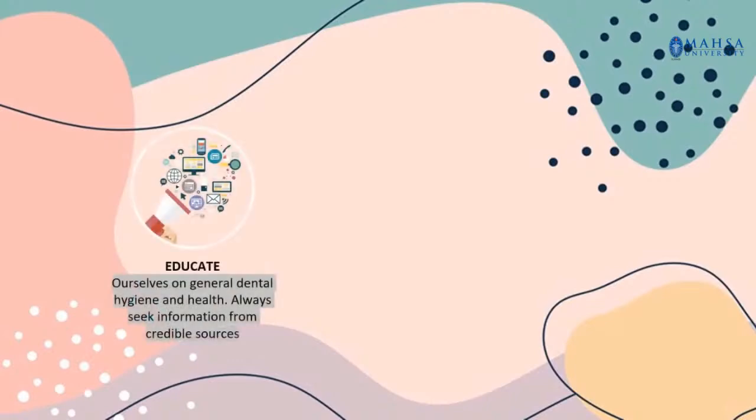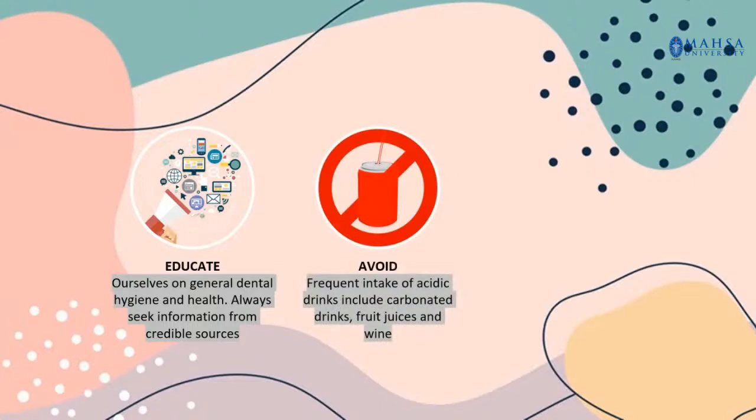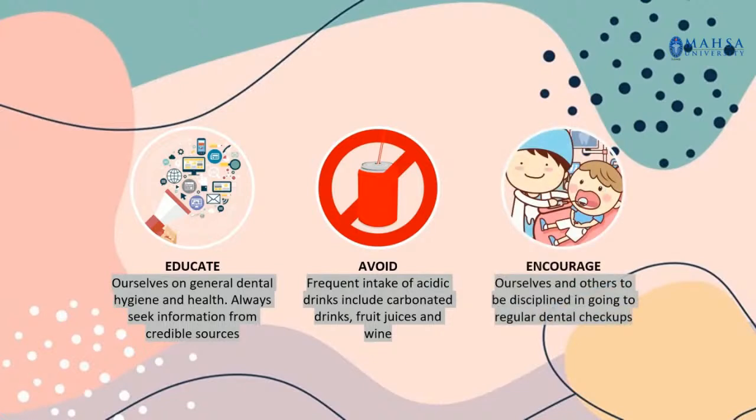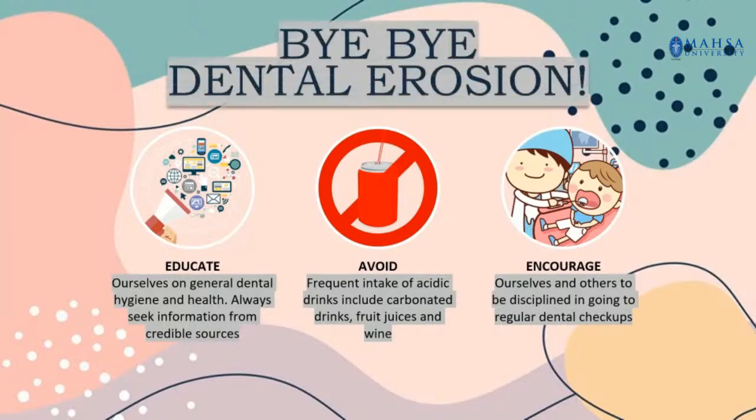In conclusion, we must follow these 3 basic steps. Firstly, educate. We should educate ourselves on general dental hygiene and health and always seek information about this from credible sources and official websites. Second, avoid frequent intake of acidic drinks such as carbonated drinks, fruit juices, and wine. Third step is to encourage ourselves and the others to be disciplined in going to regular dental checkups, at least once in every 6 months. Together we can say goodbye to dental erosion.